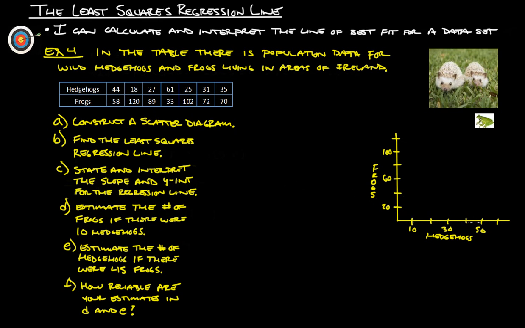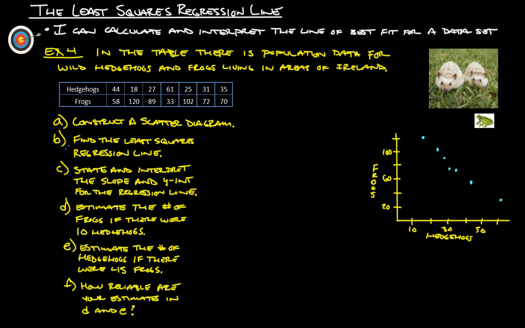So we've got 44 and 58, which is roughly right about here. And let's graph the rest of those. Okay, so here's roughly what the scatter diagram looks like. It looks like it's pretty much a linear graph here for the most part.